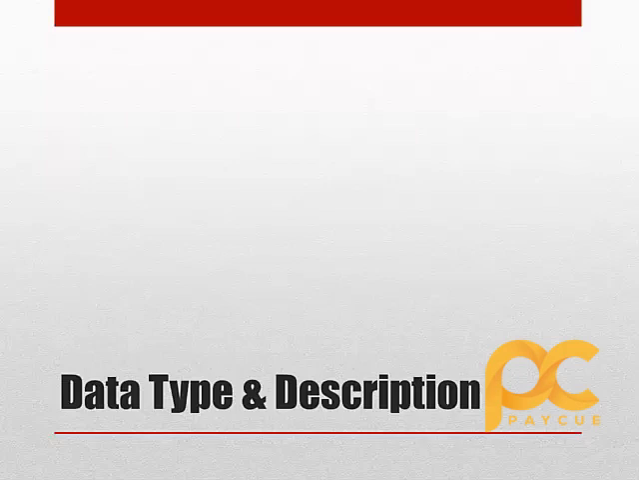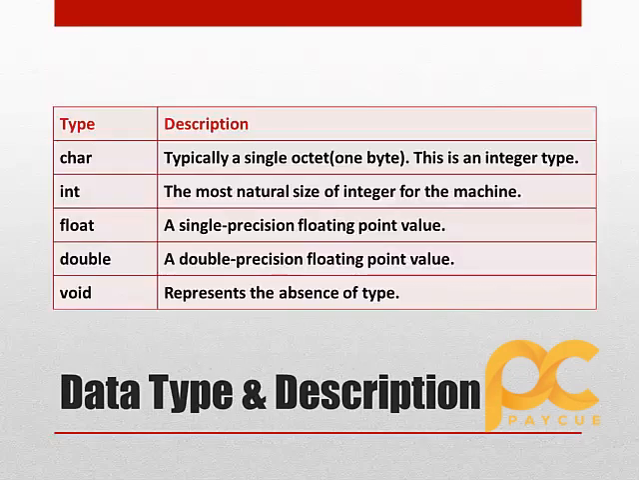Data type and descriptions. Char, or character. It is typically a single octet, meaning 1 byte. This is an integer type. Int. Int is the most natural size of integer for the machine.